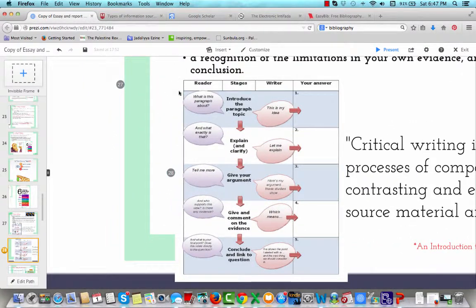Okay, so what I want to look at is you as a writer. I want your idea as well. I want you to give me your own opinion about it. I want you to explain and clarify, meaning give me examples.